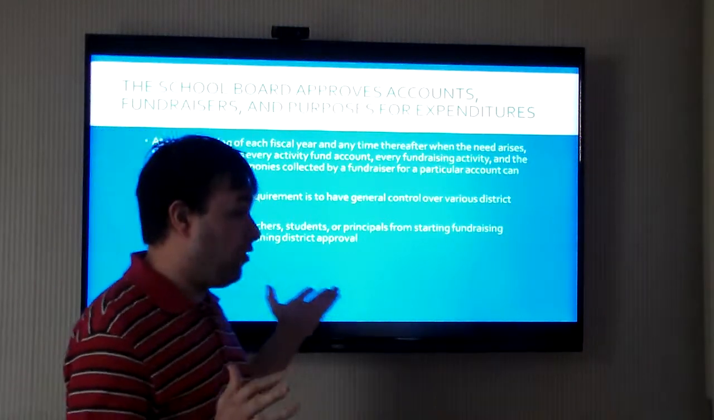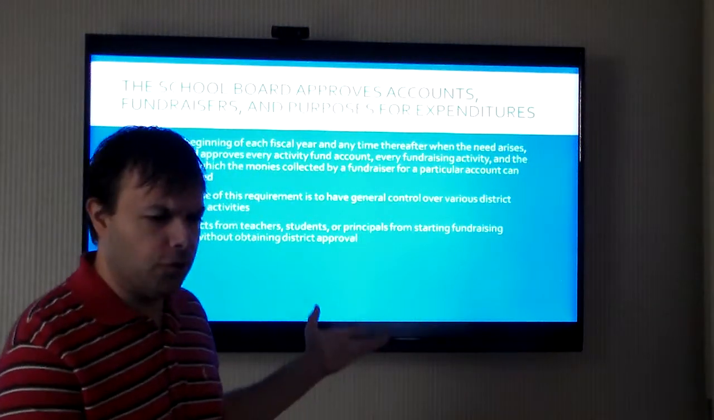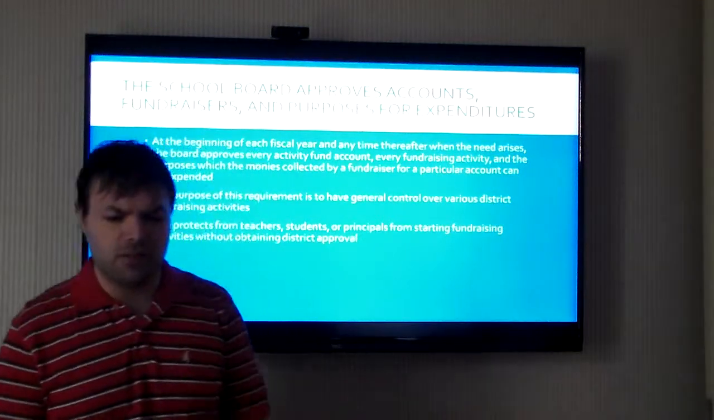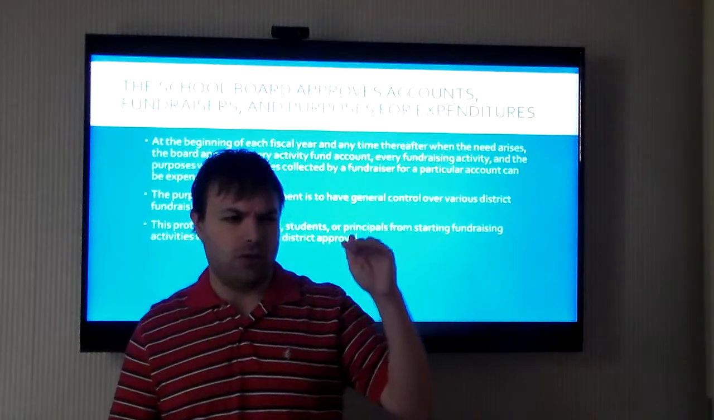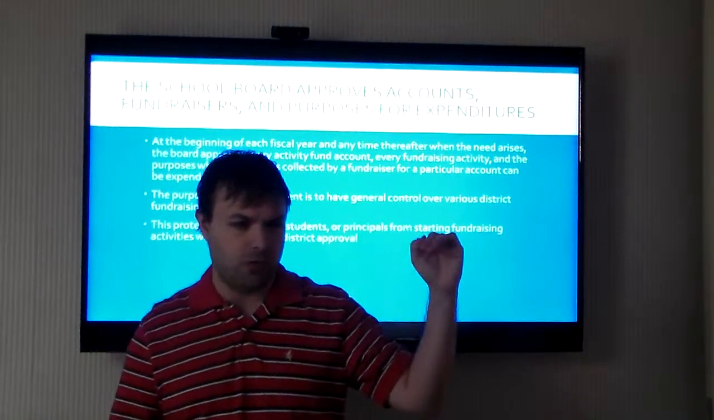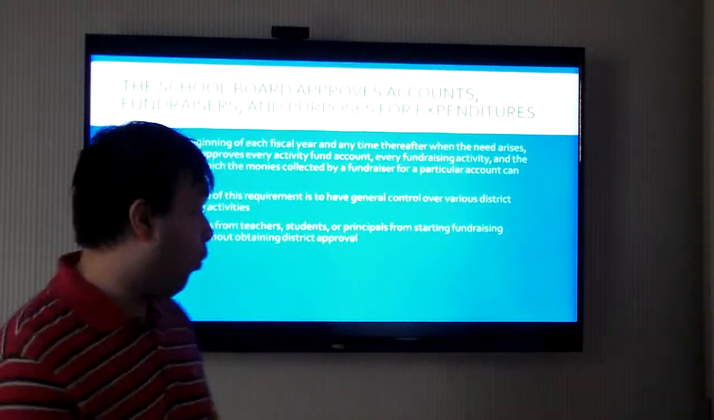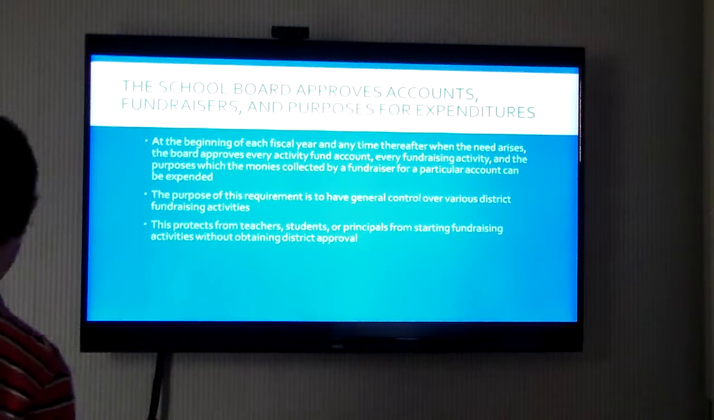Basically, if the funds need to be created by May, you go to the principal in October, the board doesn't get around to approving it until January, you've lost about 3 months where you could be raising funds. But the purpose of this is that the board needs to make sure that there is no overlap in what you're trying to fundraise for versus what another organization is trying to fundraise for. So that's why they do it this way and why the school board approves these accounts and what the expenditures are.